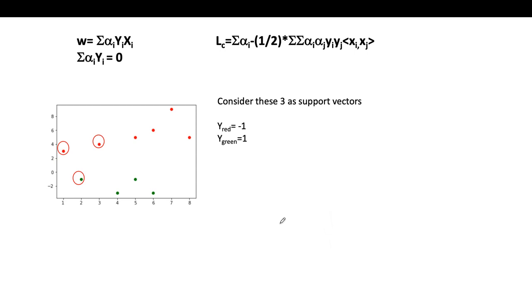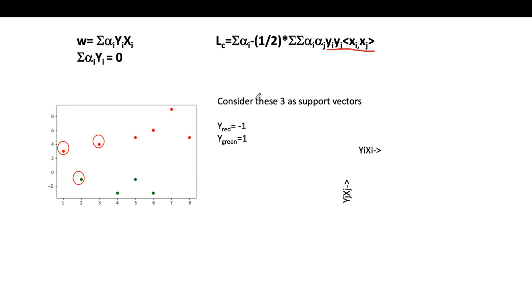What is the value of yi? If the observation belongs to the red class, it is -1, and if it belongs to the green class, it will be +1. That is how we will assign the values of y. Let's see how this product turns out.